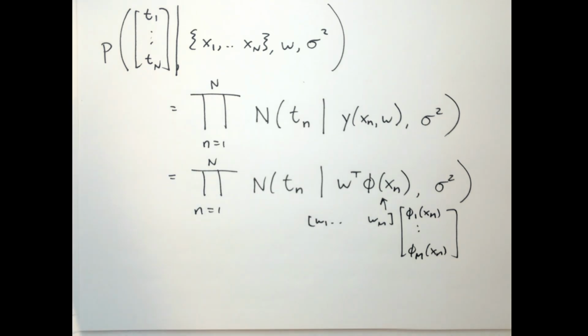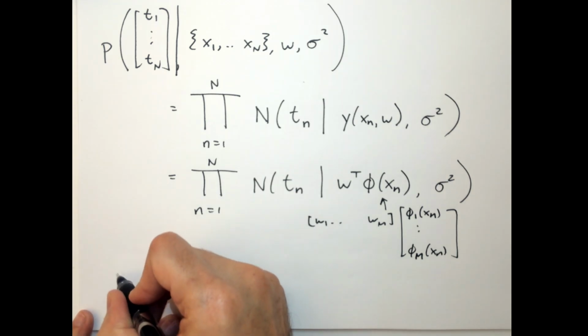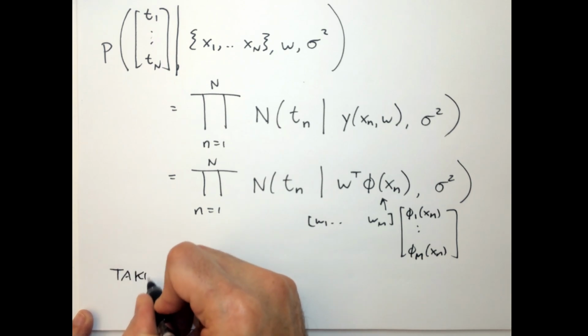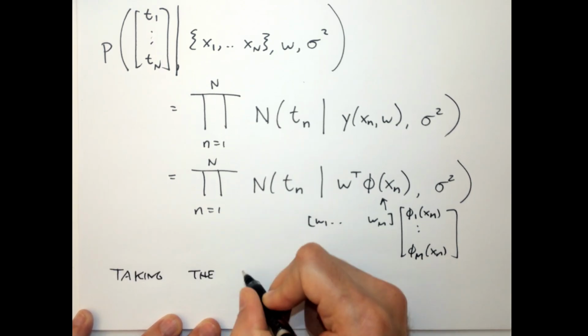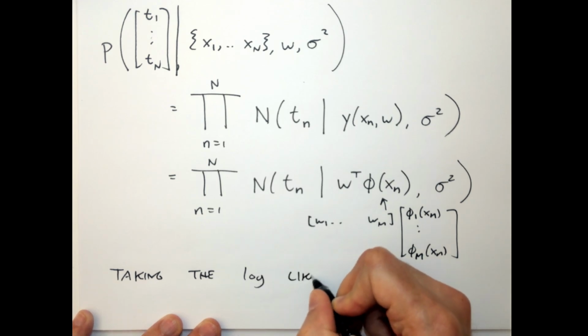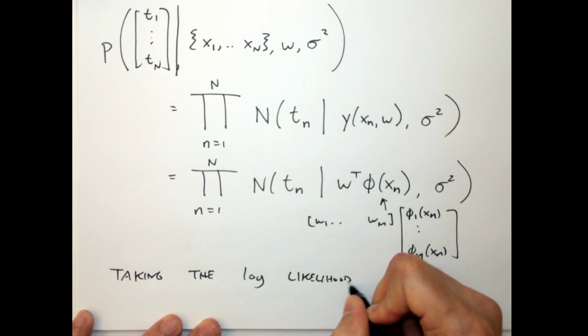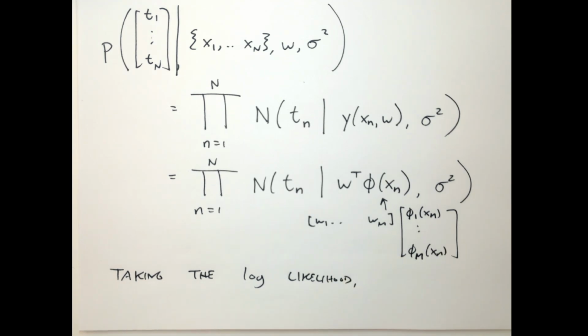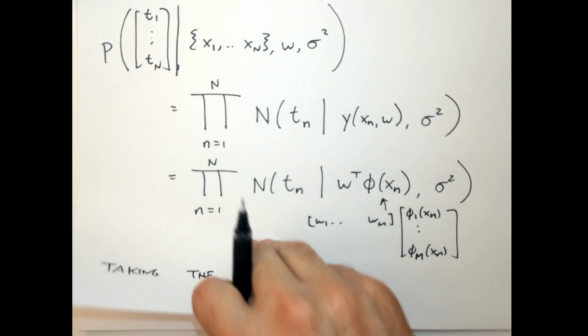Now, we have to remember that what we typically do is look at the log likelihood as opposed to the actual likelihood, because the log likelihood has the same maximizer and minimizer, and it's easier to work with in terms of math, right? So, taking the log likelihood, now I'm going to expand out what this Gaussian distribution is.